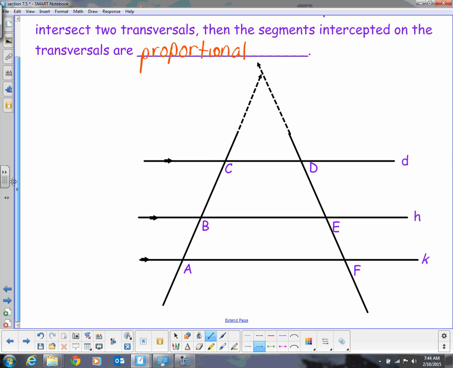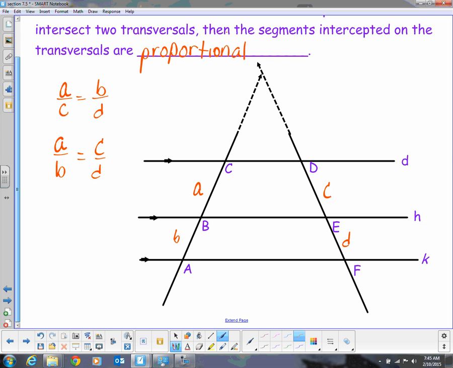So what we're saying is, if this is little a, and this is little b, and this is little c, and this is little d, you could say a is to c as b is to d. You could say a is to b as c is to d. Do you see how it really truly is the same thing?